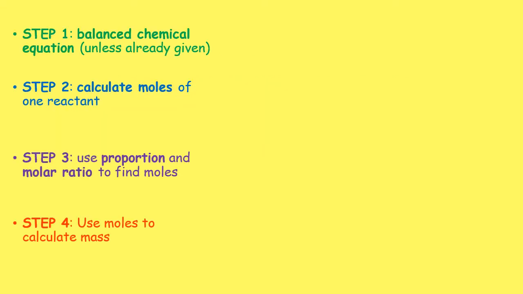But in this one, the steps are: do the balanced equation unless it's already a given, so there's no change there. The second step is to calculate the moles of your reactant or product. Then use proportion and the molar ratio to work out how many moles of your product you're going to form, and then turn the moles into a mass.